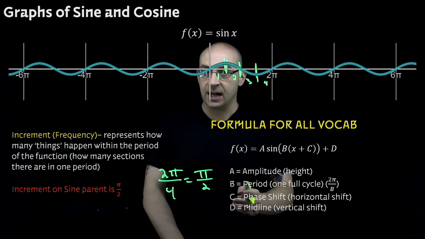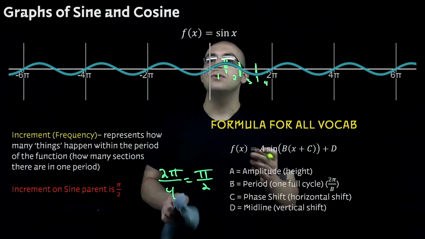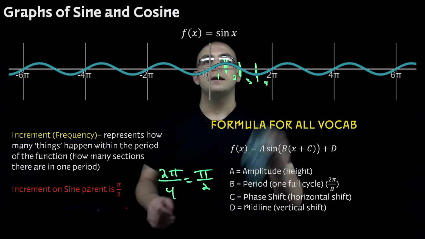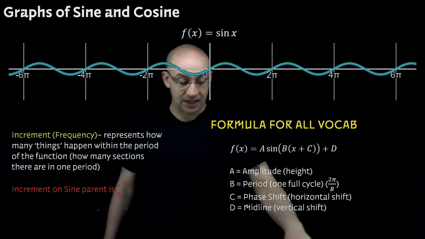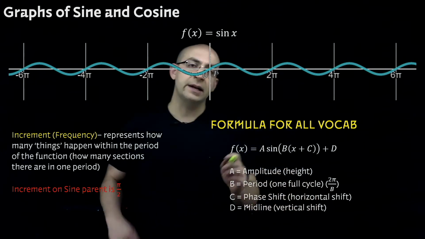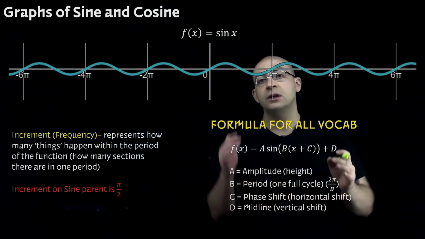Now that's going to change again significantly as we move forward with transformations of these things. Okay? Now, finally, there is a formula. It is like the formula for recognizing what's happening with our trigonometric functions.